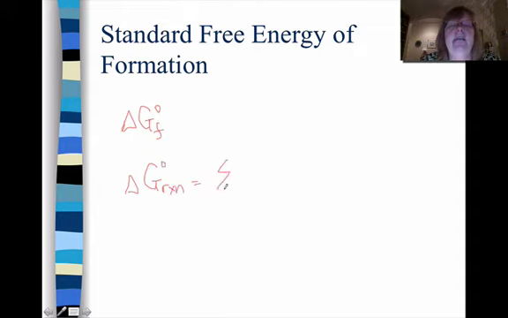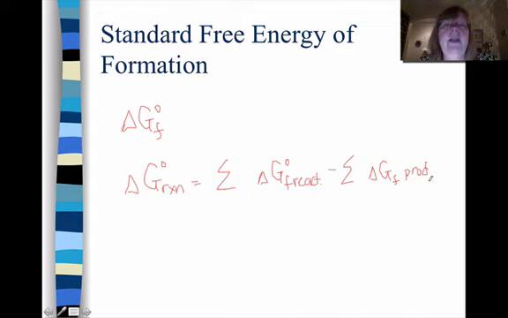It's the sum of the free energies of formation of the reactants minus the sum of the free energy of formation of the products. Did I forget anything in that equation? Don't forget the coefficients from your balanced equation.